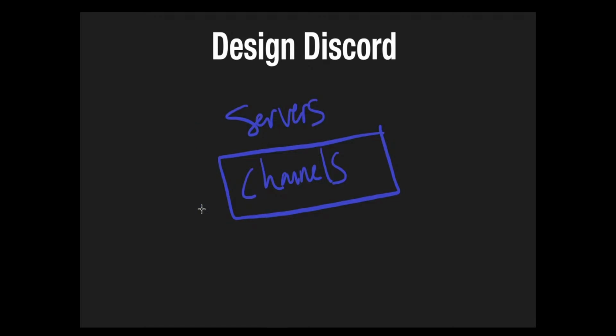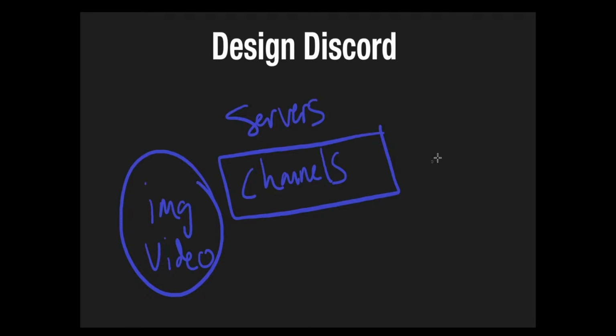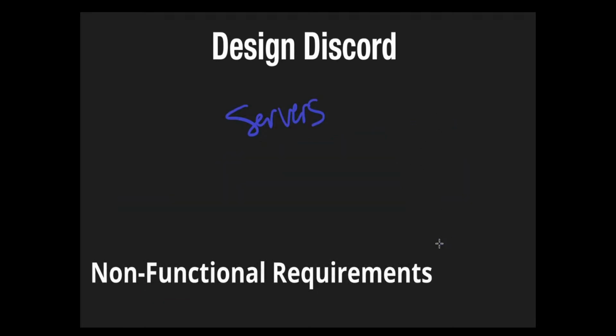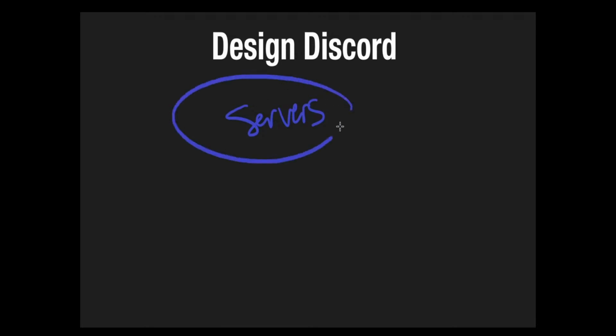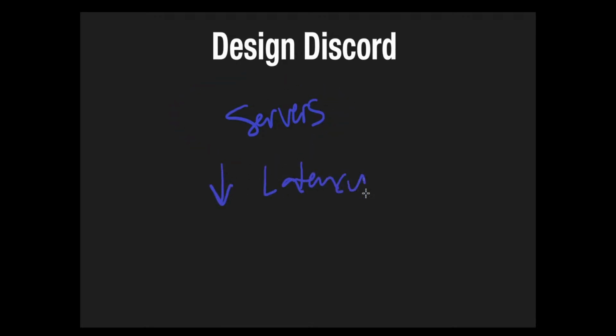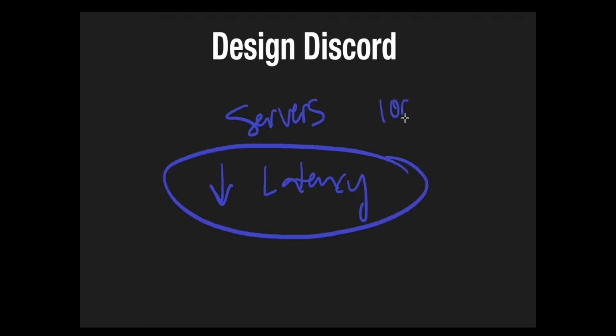And let's say we don't have to worry about images and videos, we just care about the actual text. So with that, it should be feasible for us to get this to as low latency as possible, which brings us to the non-functional requirements. What we actually care about with these servers is that the latency is minimized. And in terms of availability, of course, we want to have as high availability as possible, but we could have 100% availability.